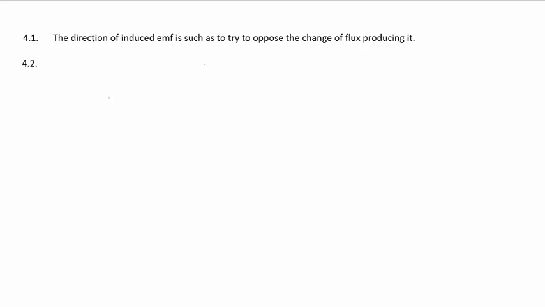In question 4.1 we're asked to state Lenz's law. Well, this is that the direction of an induced EMF is such as to try to oppose the change of flux producing it. In 4.2 we have a diagram where we're to state how the reading on the ammeter will change during the process shown in the diagram.